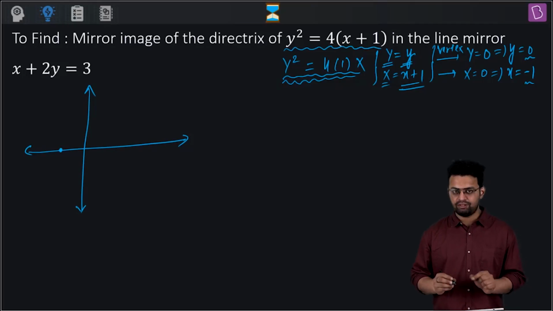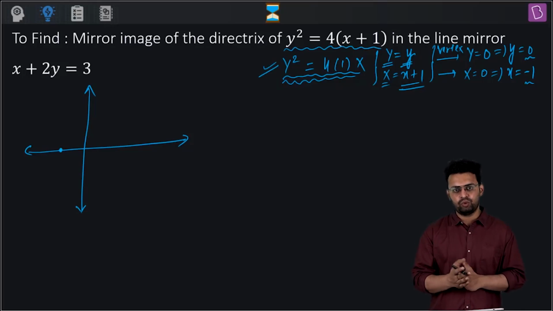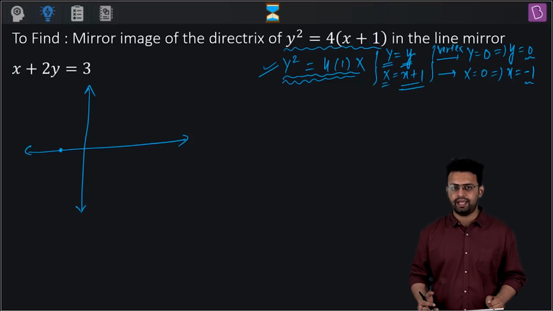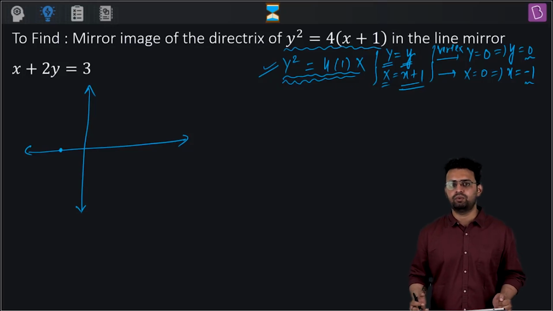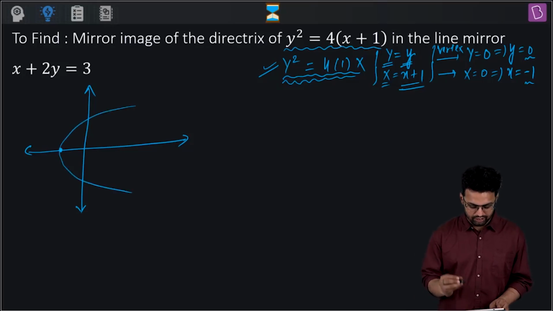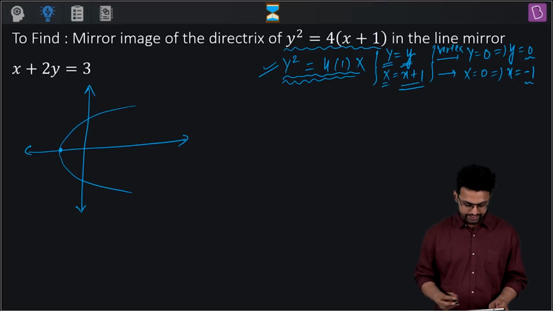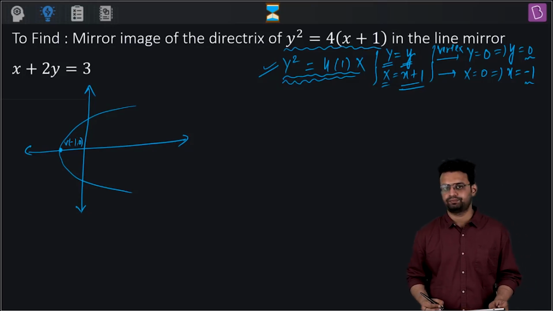And if you have a look at the equation, it says capital Y squared is equal to 4 into 1 into capital X. That means it's a case of a horizontal parabola opening towards the positive direction of the x-axis. So this is how our parabola is going to be, right? This is the coordinate of the vertex, say V, and the coordinate is (minus 1, 0).